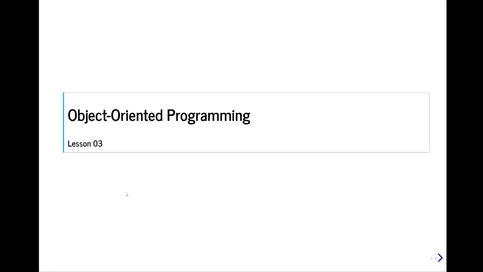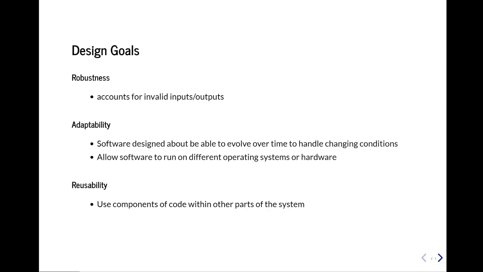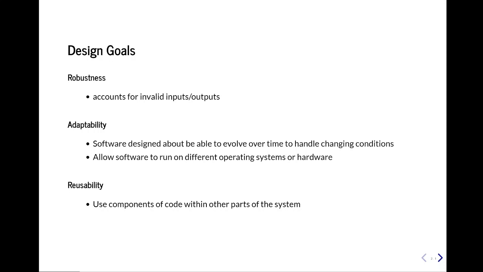All right, welcome to lesson 3. Today we're going to talk about object-oriented programming. So we have some goals with object-oriented programming and why we want to use it. These are our design goals when it comes to creating large systems or any system at all. And these three are quite simple: robustness, adaptability, and reusability.